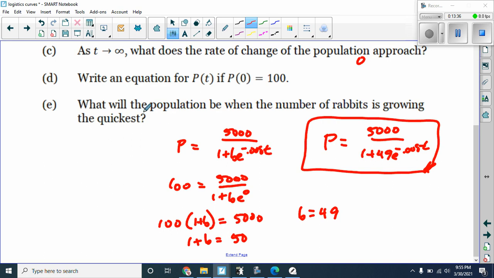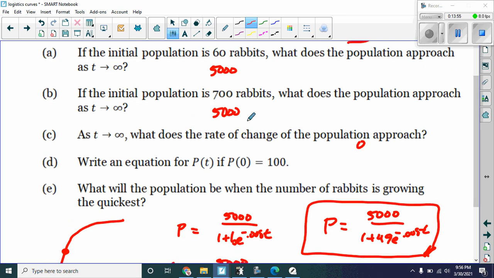And finally, part E, what will the population be when the number of rabbits is growing the quickest? Logistics curve looks like that. Population is growing the quickest. Notice the slope is the greatest at its point of inflection. What will the population be? It's half of the limit, which would be 2,500.